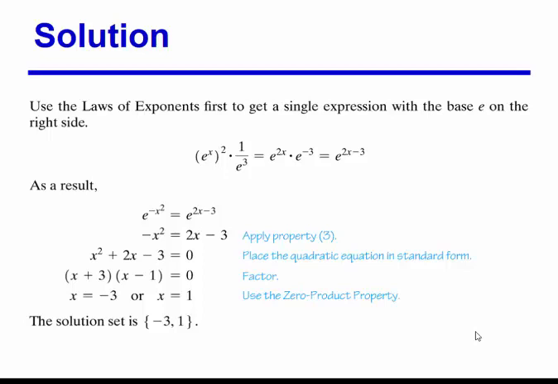Again, since I have the same base, I can go ahead and eliminate the base by property 3. And so I end up with negative x squared is equal to 2x minus 3. This is a quadratic equation, so I'm going to write it in standard form. I'm going to factor that, so I get x plus 3 times x minus 1 is equal to 0. So using the zero product property, x is equal to negative 3 or x is equal to 1.